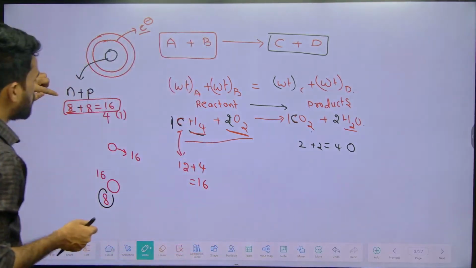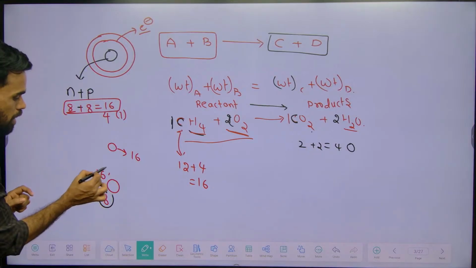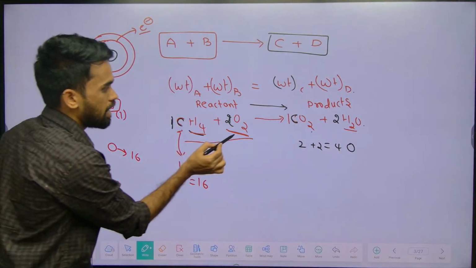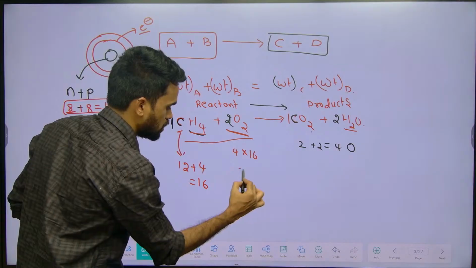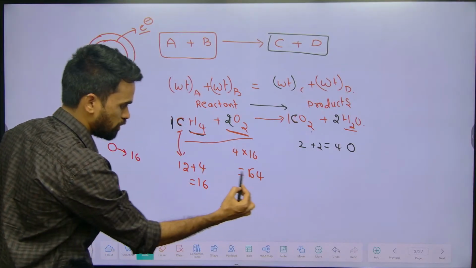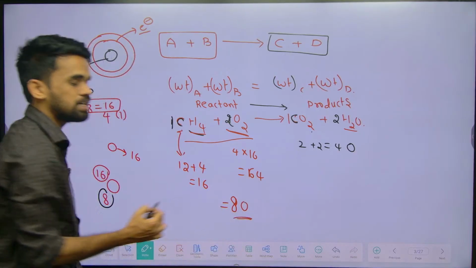So how many protons are there? 8. How many neutrons are there? 8. So the mass number becomes 16. Okay, so for one oxygen atom, 16. How many oxygen atoms are there? 4 oxygen atoms, each one 16. So this will be 64. So the total sum here will be 64 plus 16, which is 80. So the total mass at the reactant side will be 80.